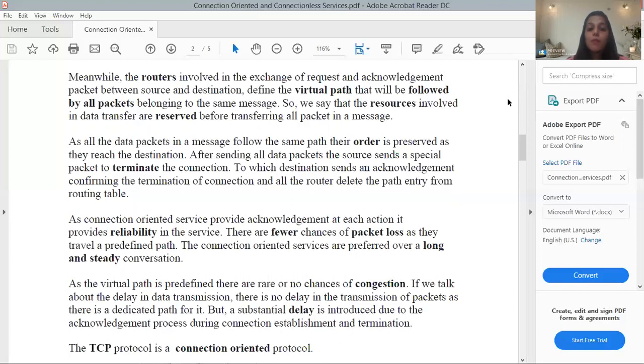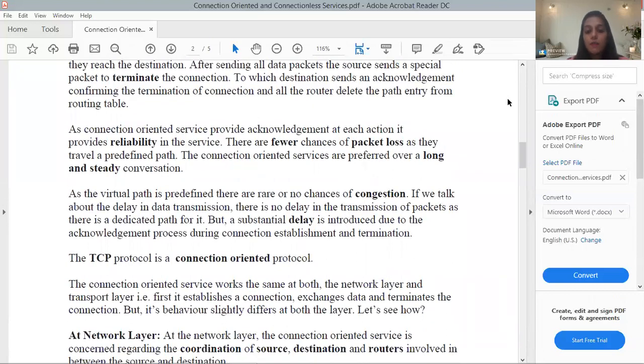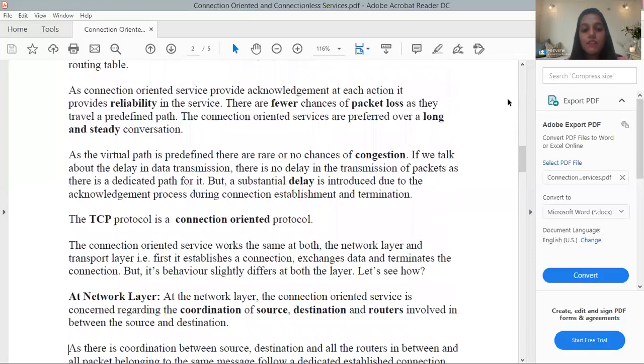But it provides reliability and a congestion-free service. Okay. So the TCP protocol is a connection-oriented protocol. Transmission Control Protocol, or TCP, is used by the transport layer of the OSI model, right? TCP is a connection-oriented protocol, and connection-oriented services work at both the network layer and the transport layer. First it establishes a connection, then exchanges the data, then terminates the connection. So it's basically the three-way handshaking process of the TCP protocol. And at the network layer, the connection-oriented service is concerned with the coordination of source, destination, and the routers in between the source and the destination.